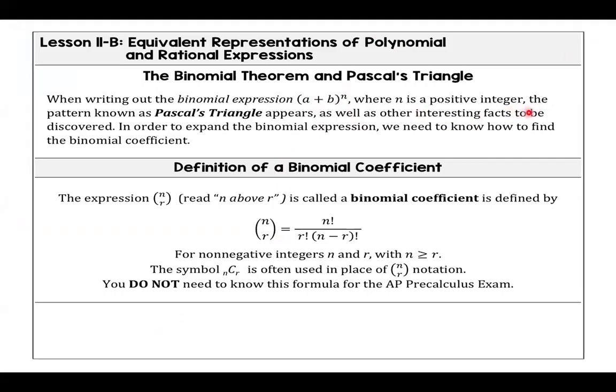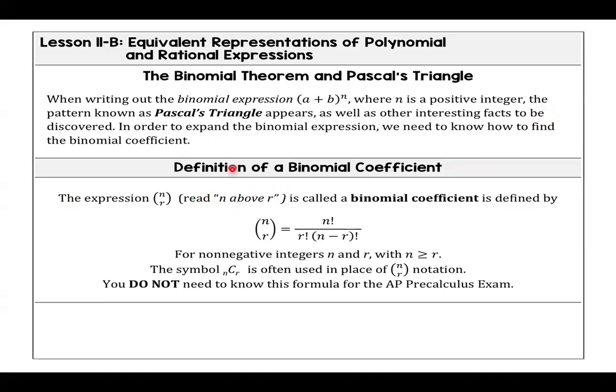When n is a positive integer, the pattern is known as Pascal's triangle. Pascal's triangle is just a shortcut of, do you guys remember FOIL? Or multiple distribution. It is a shortcut to essentially doing multiplication of binomials when your power is high, okay? And so we're going to be using what's called Pascal's triangle. It's interesting. You can look it up, but we're not going to dive deeper.